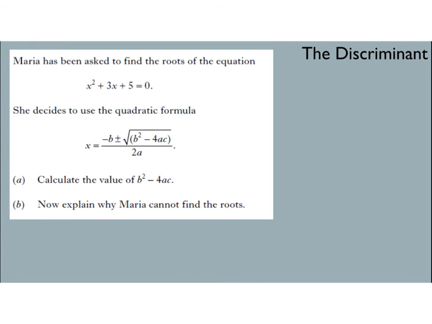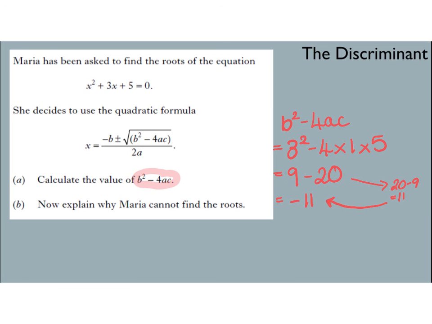Okay, this question was quite nice because it tells us to work out b squared minus 4ac. Maria has been asked to find the roots. She decides to use a quadratic formula, calculate b squared minus 4ac. Okay, so hopefully your calculation looked something like this. 3 squared take away 4 times 1 times 5. So 3 squared is 9. The answer to the multiply is 20. 9 take away 20. Again, if that hurts your brain, turn it around the other way. 20 take away 9 makes 11, meaning that when you swap it back around again, you'll get minus 11 for that one. So that's part A.